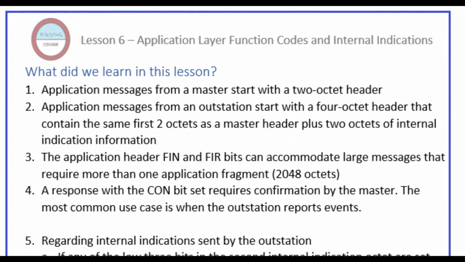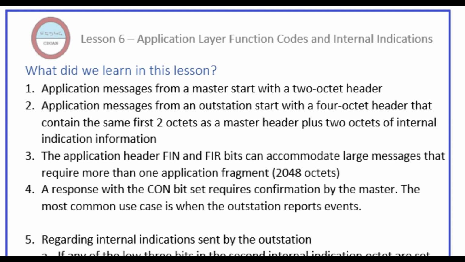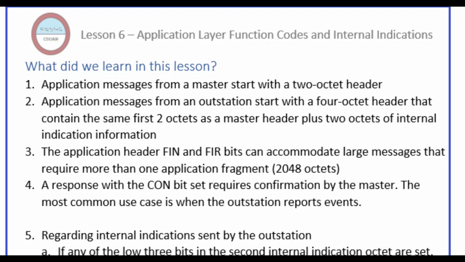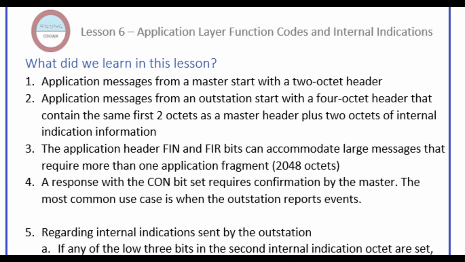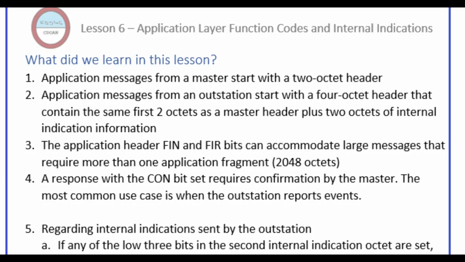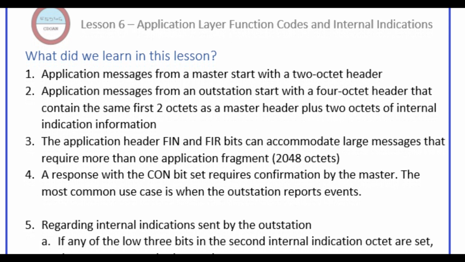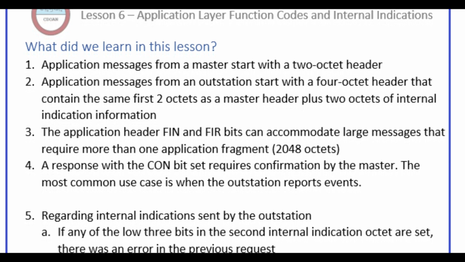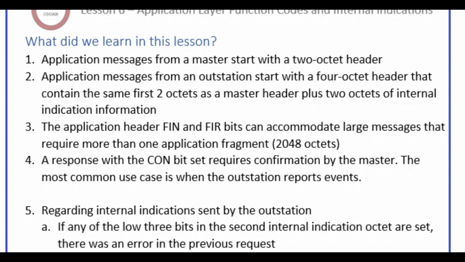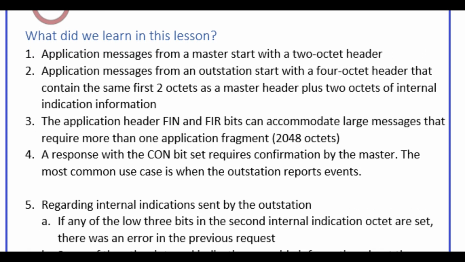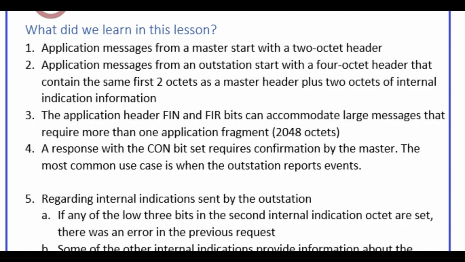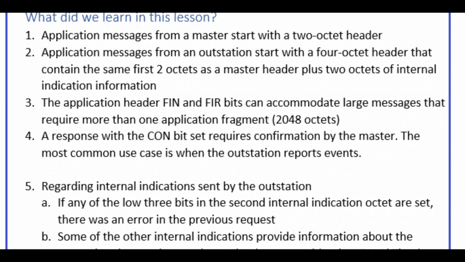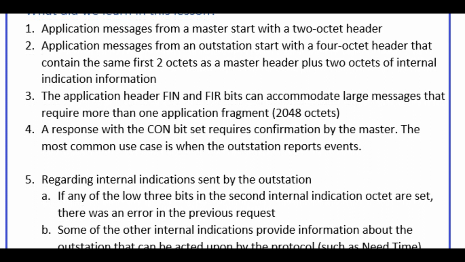So that's the end of this lesson. What did we learn? 1. Application messages from a master start with a 2-octet header. Application messages from an outstation start with a 4-octet header that contain the same first 2 octets as the master header, plus 2 octets of internal indication information. The application header FIN and FIR bits can accommodate large messages that require more than one application fragment, 2048 octets.